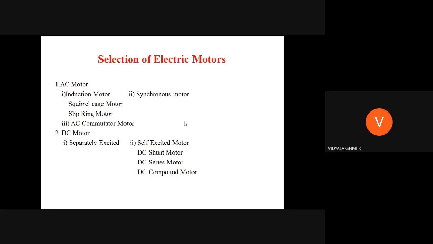The next one is the AC commutator motor. In some cases, instead of a DC motor, I can use the AC commutator motor because the power factor and speed can be controlled. I'm repeating once again. Normally, AC motors don't have a commutator. In some special applications, the AC commutator motor and stepper motors come under special electrical machines. This AC motor holds a commutator, which is why it is named the AC commutator motor.